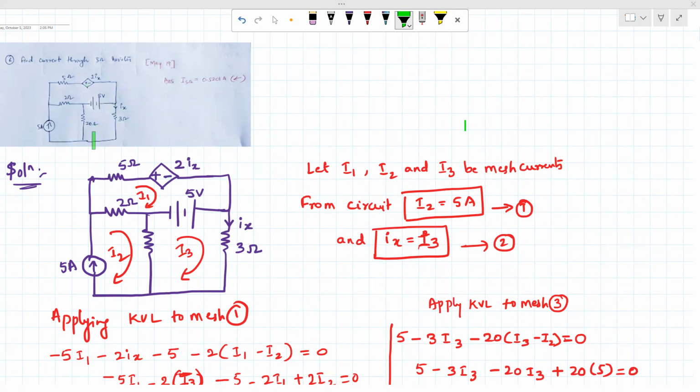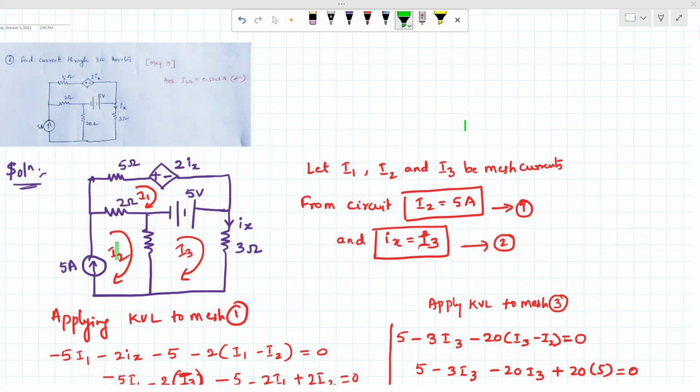Since the current direction is not given, I have assumed the direction of the current to be clockwise. This we have assumed as mesh 1, this is mesh 2 and this is mesh 3. So let I1, I2, I3 be the mesh currents. From this circuit, what do you notice?